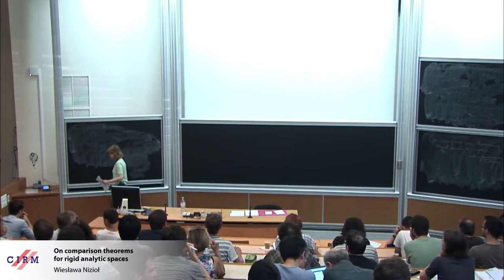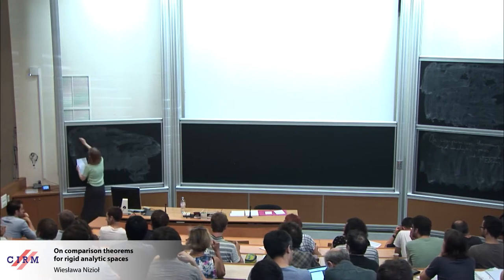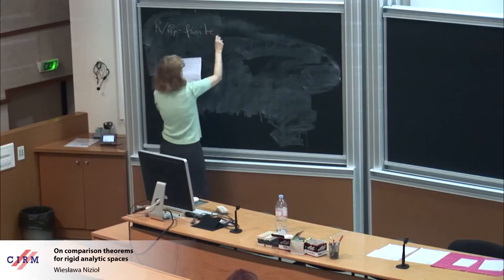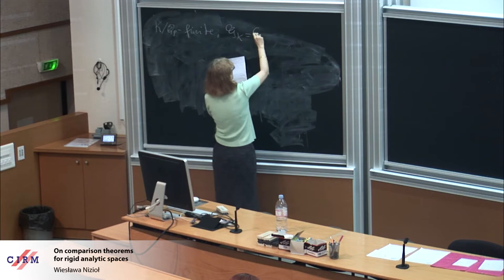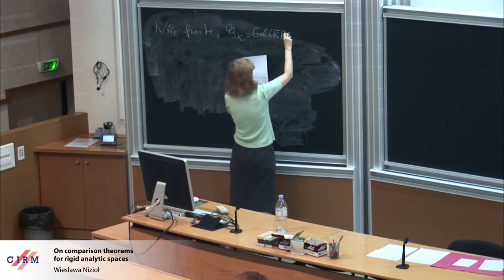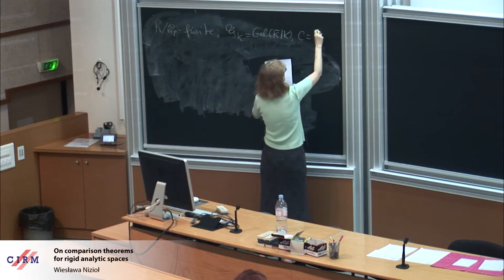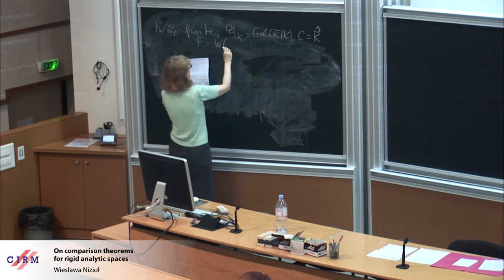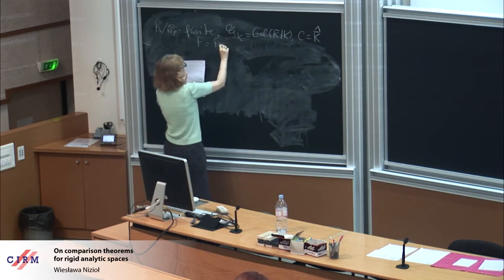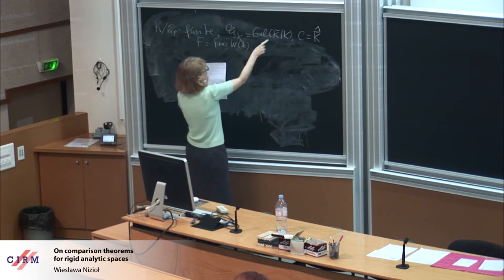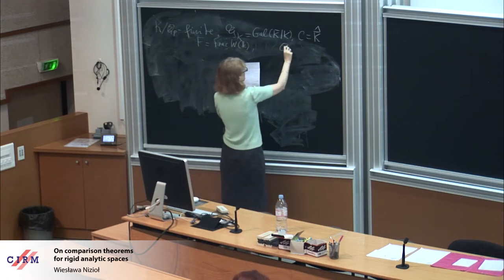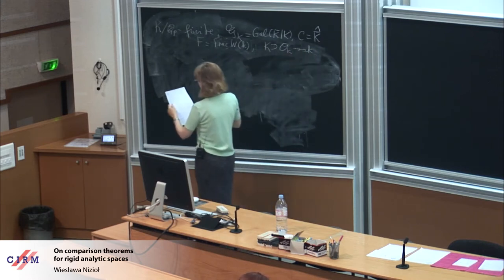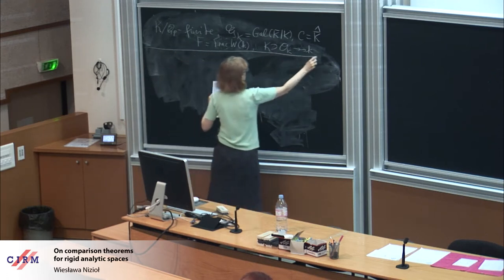So I start with something which everyone knows. I'm going to recall the algebraic setup. So we have a finite extension K of Q_p. G_K will be the Galois group. And C is the completion of the algebraic closure, and there will be the unramified ring, the fraction field of the Witt vectors of the residue field of K. So we have the integers O_K in K and the residue field k.